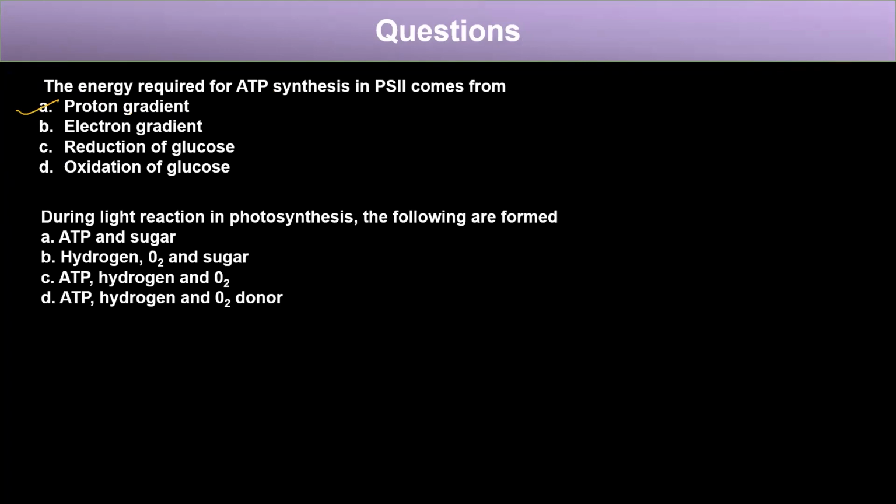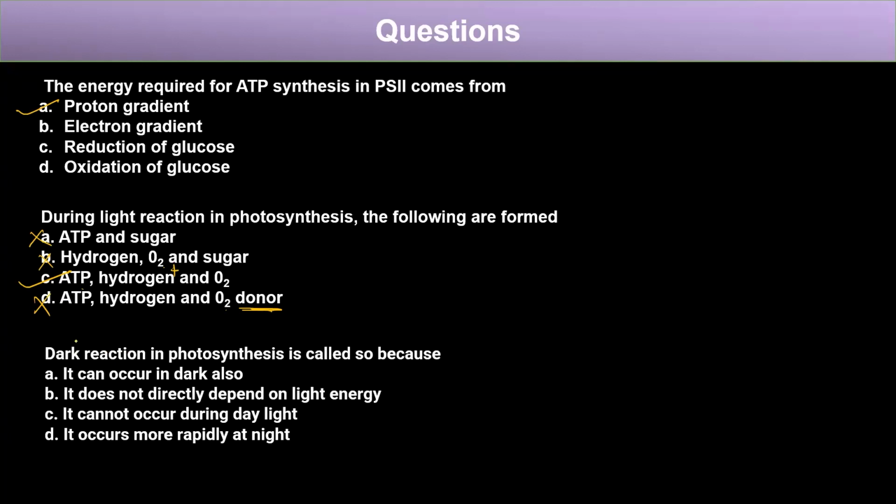The next question is, during the light reaction in photosynthesis, the following are formed. Let's see. The first is ATP and sugar. This is incorrect because no sugar is formed. Hydrogen, oxygen, and sugar, incorrect. ATP, hydrogen ions, and oxygen is the third, and the fourth option is ATP, hydrogen, and oxygen donor. Oxygen donor is not being formed. Oxygen is formed, right? So the fourth is also incorrect. The correct answer is C.